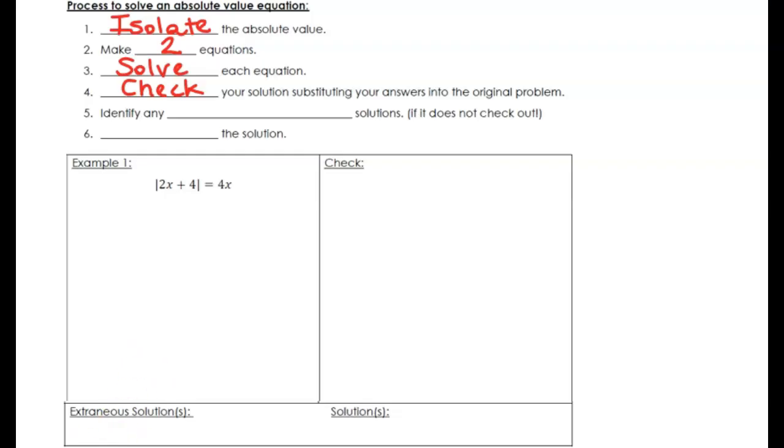This is probably a new word for you, extraneous. Extraneous solutions are values that should be answers, but when you substitute them back into your original problem, they don't work out. So extraneous solutions are not really solutions because they are extraneous. So once you identify if you have any of those, then you can write the final solution set.